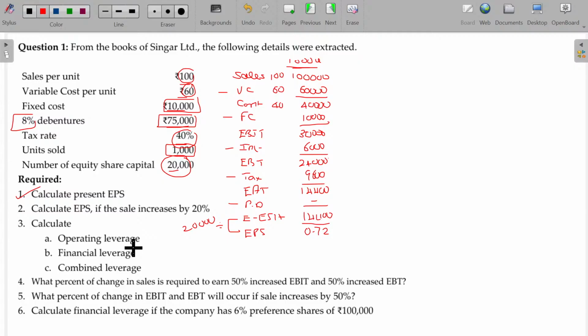Clear? Second question, calculate EPS if the sales increases by 20%. Okay. So you can rework it completely. Anyhow, we know the financial leverage and operating leverage that will help us guess what the change in EPS could be if there is a change in sales, right? So we try to find out the change in EPS using the leverages rather than reworking it completely.